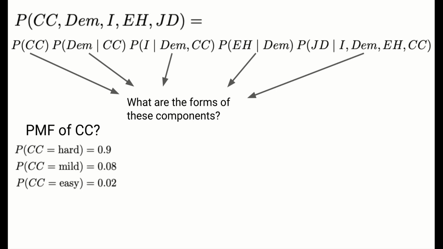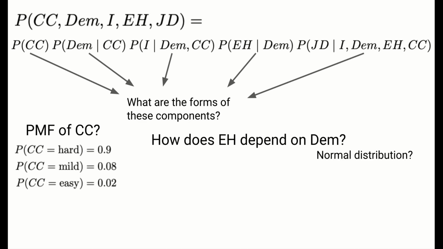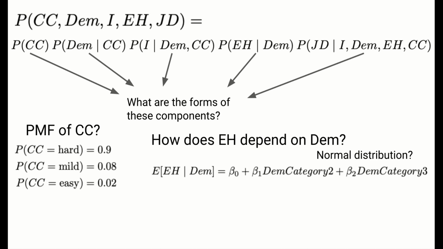For example, what is the probability mass function of the case characteristics random variable? And how exactly does employment history depend on demographics? Maybe employment history, if it's measured as years of experience, is normally distributed, and the mean could be given by a linear regression model. For example, if demographics had 3 categories, the conditional mean of employment history could be expressed with this linear regression model. This would give 3 means for years of employment for those 3 demographic categories. Beta 0 as the first mean, beta 0 plus beta 1 for the second mean, and beta 0 plus beta 2 as the third mean.